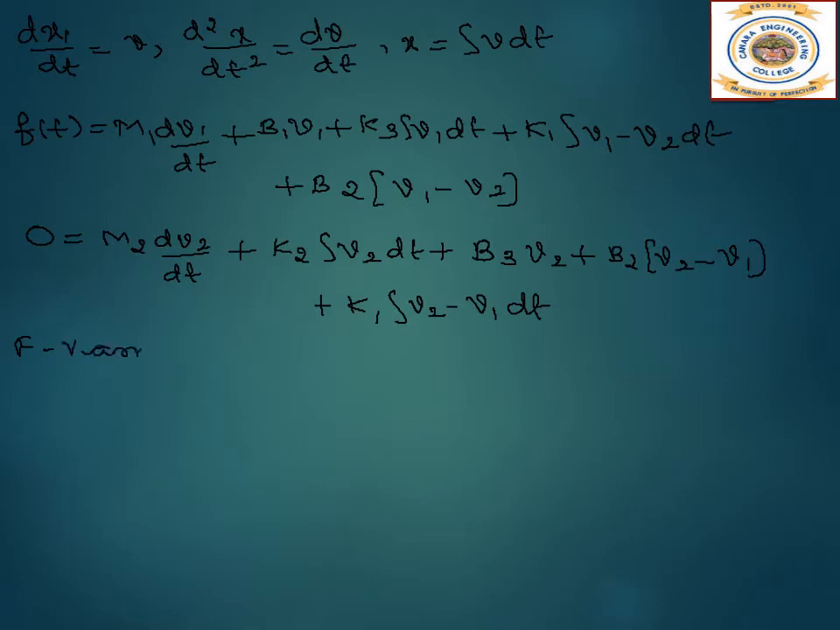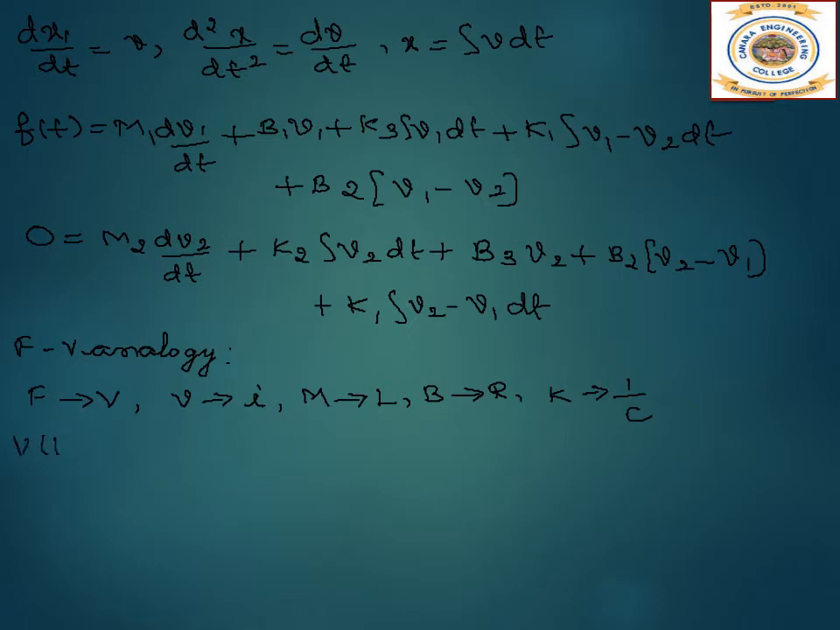So force voltage analogy. We know force is analogous to voltage, velocity is analogous to current, M is analogous to L, B is analogous to R, and K is analogous to 1 by C. Let us substitute in the above two equations. So what do we get?